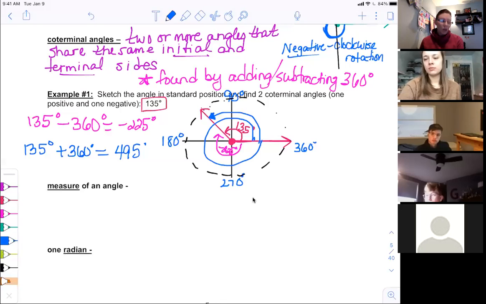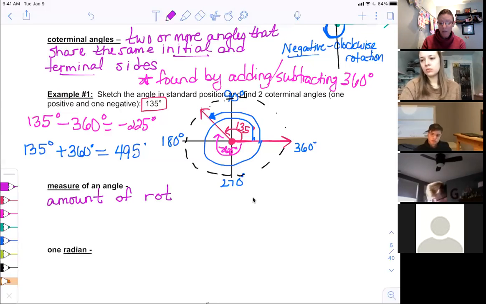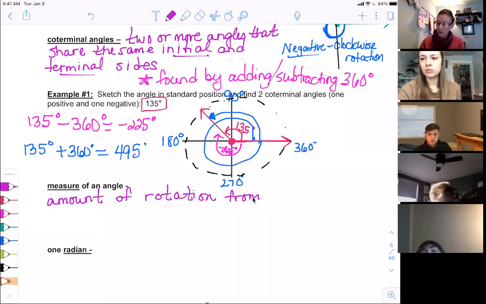So we have two more terms down below that we're going to talk about today. And the first one is the measure of an angle. So it correlates with exactly what we're given above. The measure of an angle is the amount of rotation. So remember, our angles have movement. They rotate counterclockwise or they rotate clockwise. So the amount of rotation from the initial side to the terminal side is how we measure an angle.